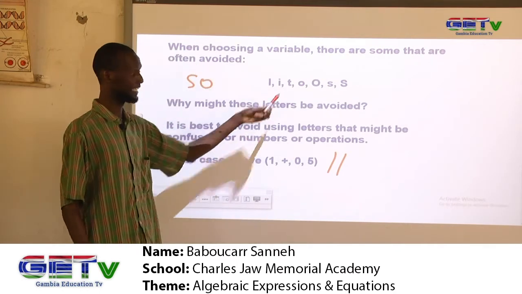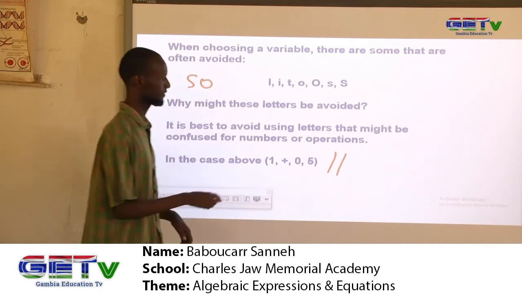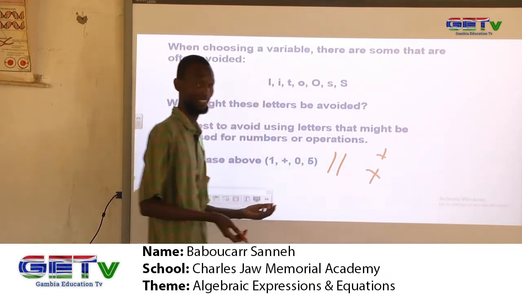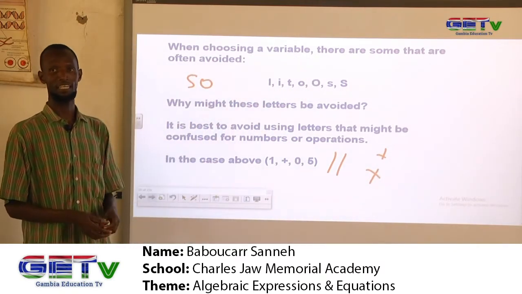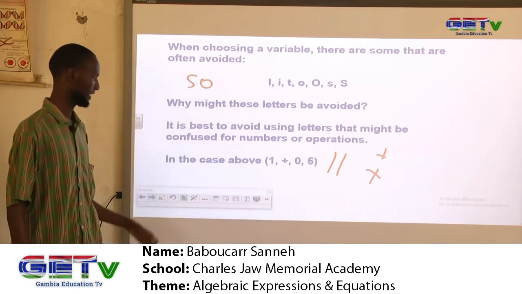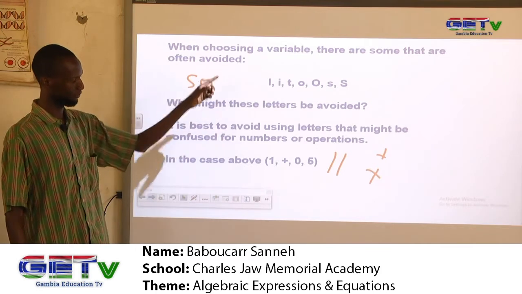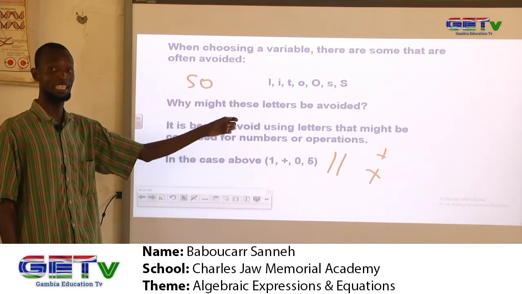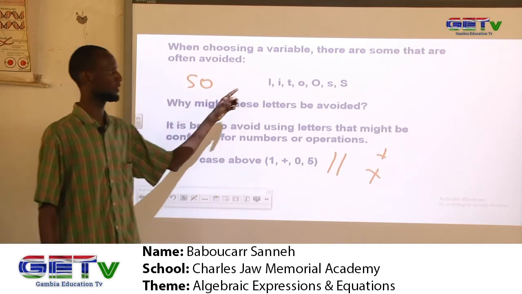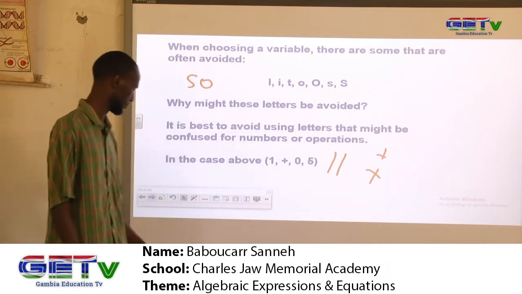Even this t, small t, some of us write small t as that. Or let's say this. Still, it looks like an addition. So that is why we are advised to avoid this. In the case above, you can convert this for 1, and the addition is a 0 and a 5. So as much as possible, we avoid using these as our variables.